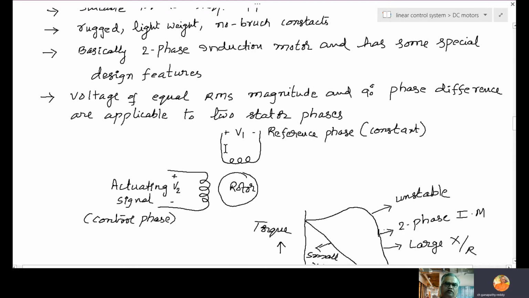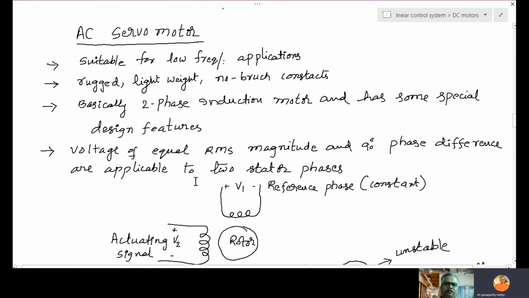Next, voltages of equal RMS magnitude and 90 degrees phase difference are applied to the two stator phases. So there is one rotor, we have these two stators, and the phase difference between these two will be 90 degrees. Then only the motor will rotate. I'm not discussing much detail on why it is rotating. The motor principle, everything, you already studied, and it is not explained much in this control system subject.